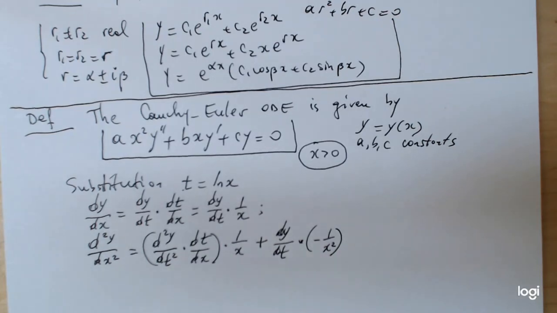By the way, if you don't like this little computation, you won't need it. I just want to prove how the solution is obtained for the Cauchy-Euler equation. But in practice, we're going to use directly the formula, which we will obtain shortly.